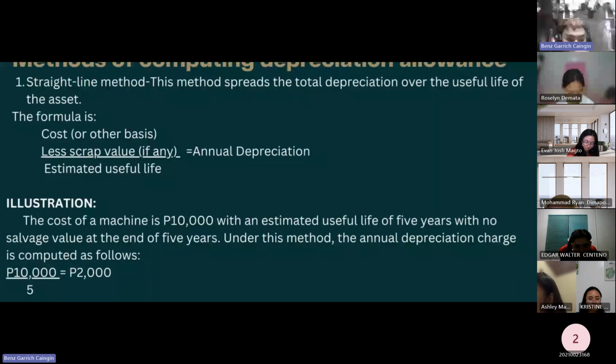So based on the formula, we have distributed the cost of a machine, which is 10,000 pesos, over its estimated useful life, 5 years, equals 2,000 pesos. So this is how the straight line method works. So let's proceed to the second one, which is the declining balance method.